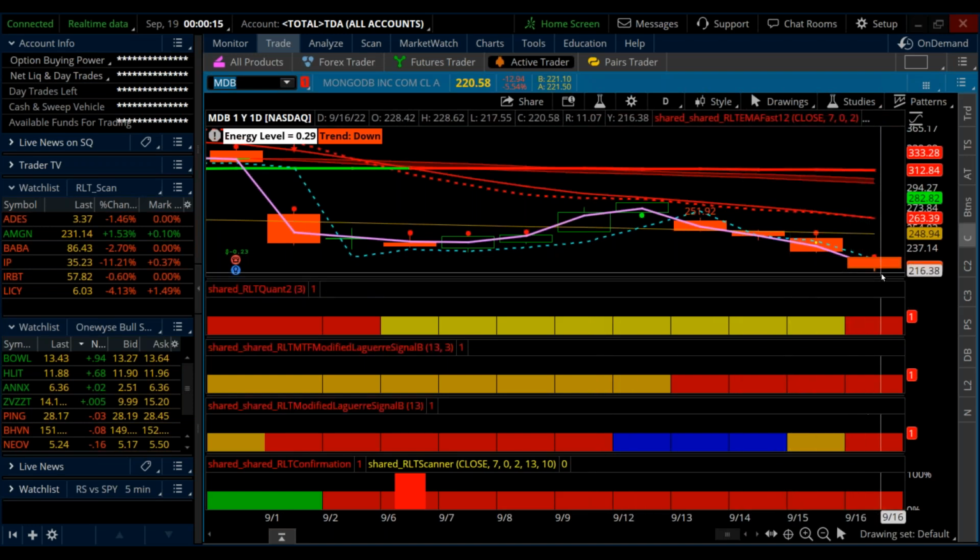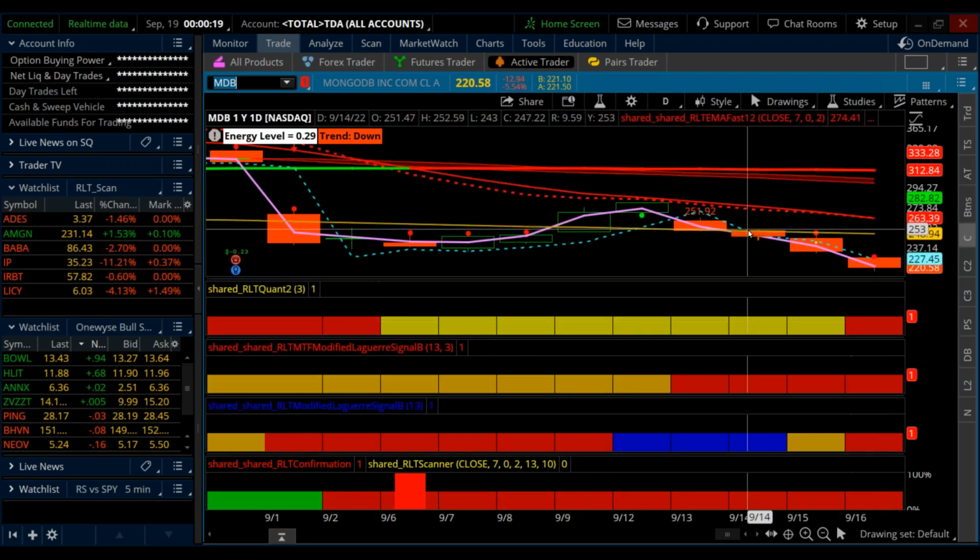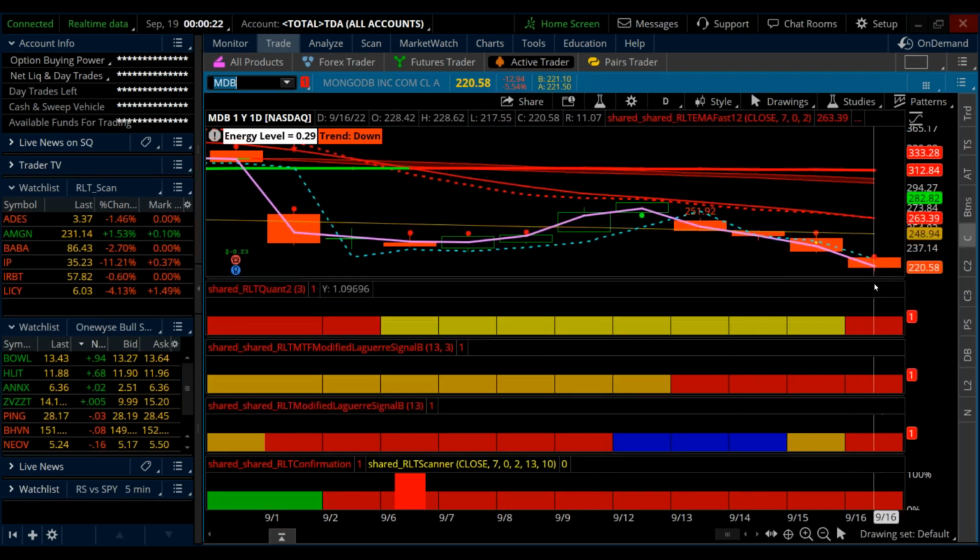So MDB, another great short setup. Look at this beautiful red across the board, and pulling down, a break below Friday's low would be another really nice trade. And then the last one we're going to have is Wayfair.